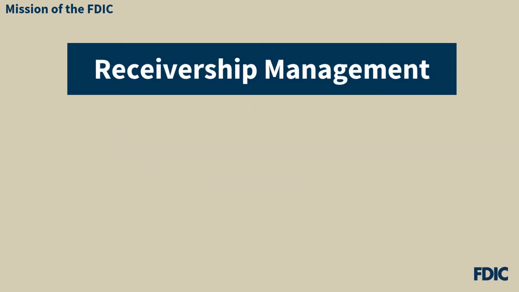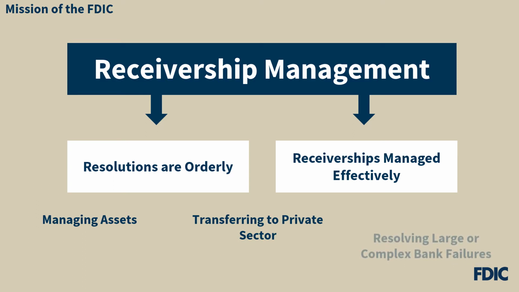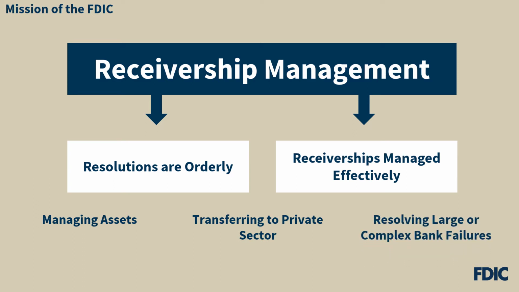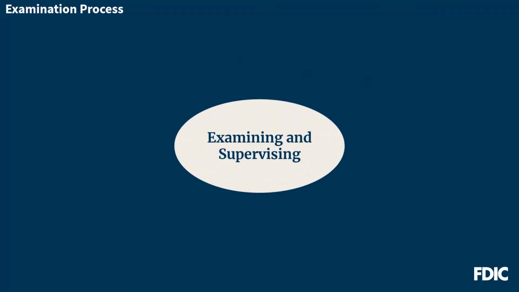Finally, under the Receivership Management Program, the goal is to make sure that resolutions of failed banks are orderly and that receiverships are managed effectively. The FDIC does this by managing the assets of failed banks to preserve their value and returning these assets to the private sector as quickly as possible. Additionally, the FDIC works to ensure that if there is a large or complex bank failure, it is resolved appropriately with minimal disruption.